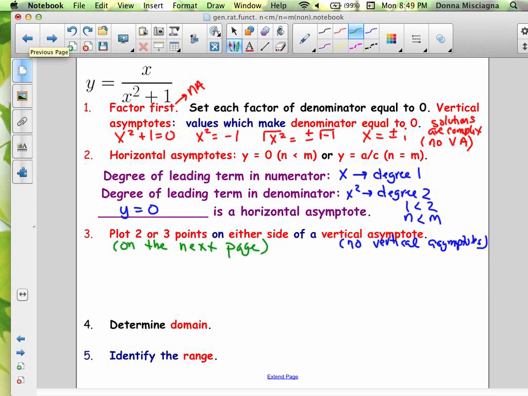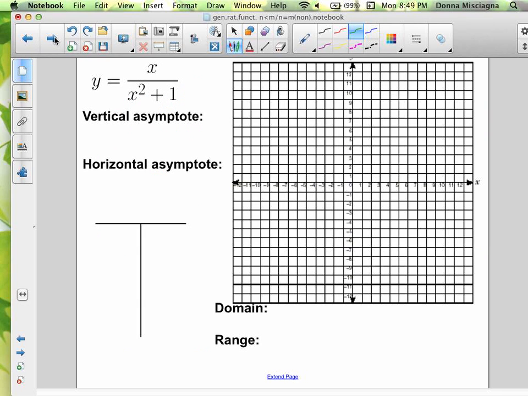And then the domain, if we have no vertical asymptotes, is going to be all real numbers, right? Because the domain is everything except what makes the denominator equal to 0. Since no real number makes the denominator equal to 0, our domain is all real numbers. We're going to have to look at the graph for the range. All right, so let's write down our vertical asymptote, which is none. The horizontal asymptote is y equals 0, so we'll graph that.